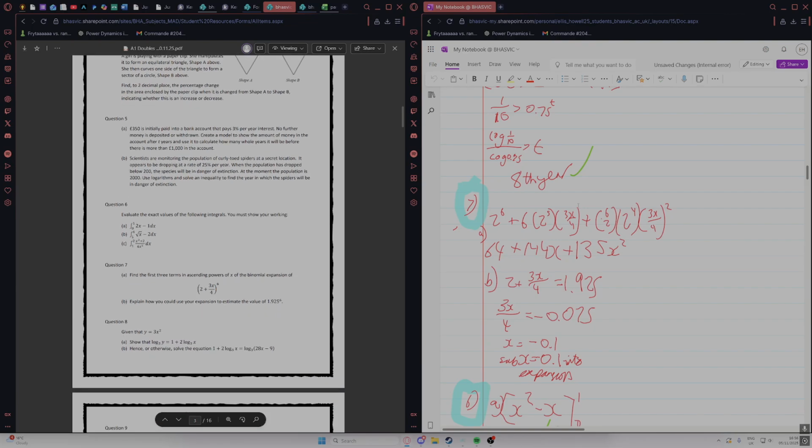So you're just doing the first 3 terms in ascending powers of x, so you just use binomial expansion, really. It's finite, so you don't have to do anything annoying.